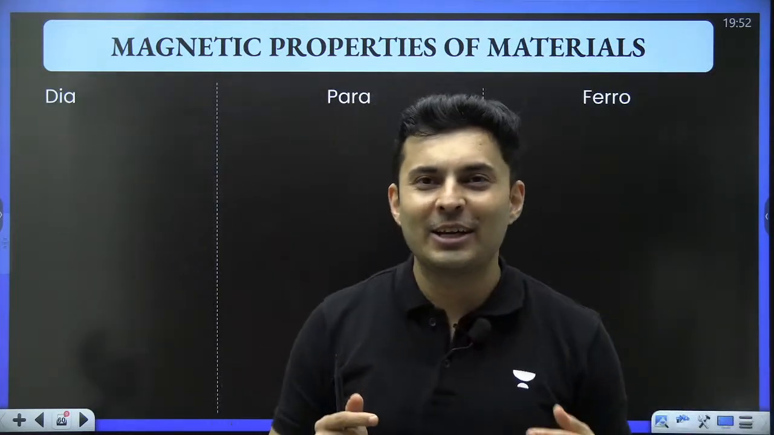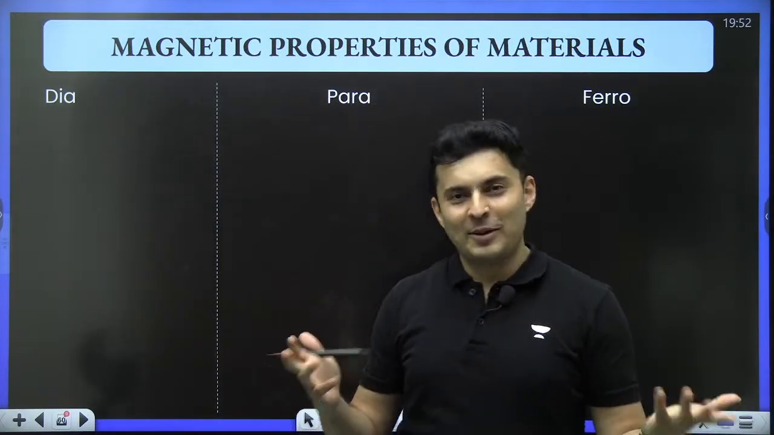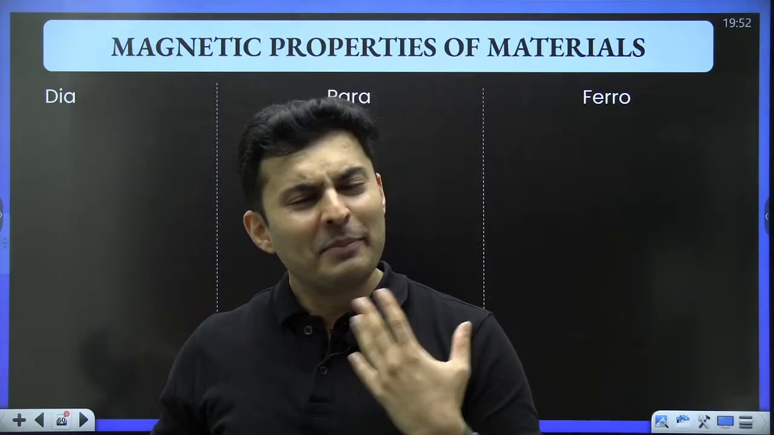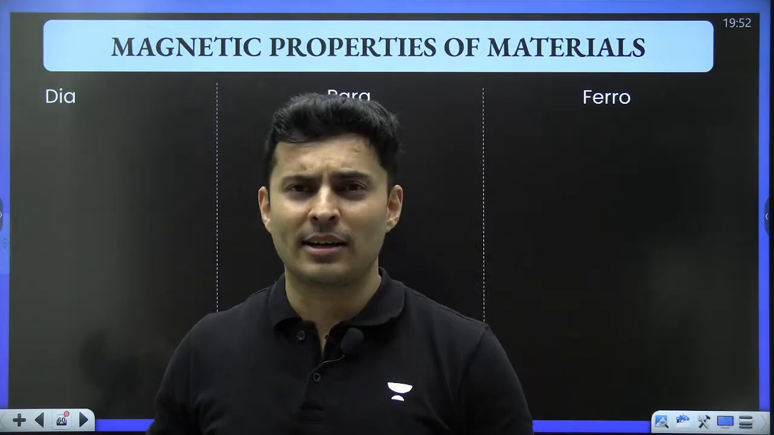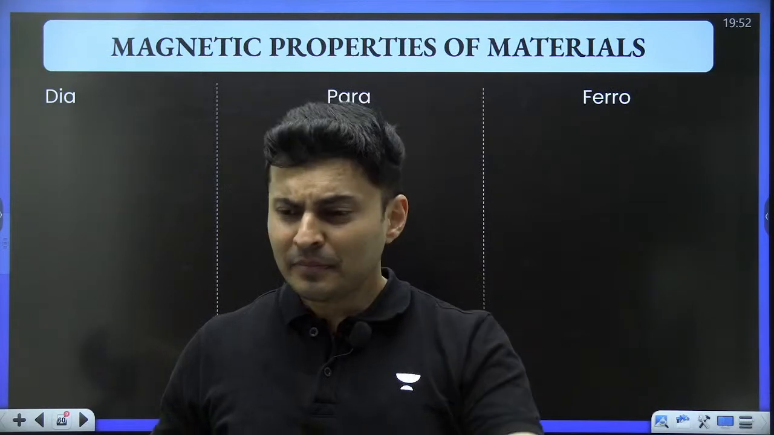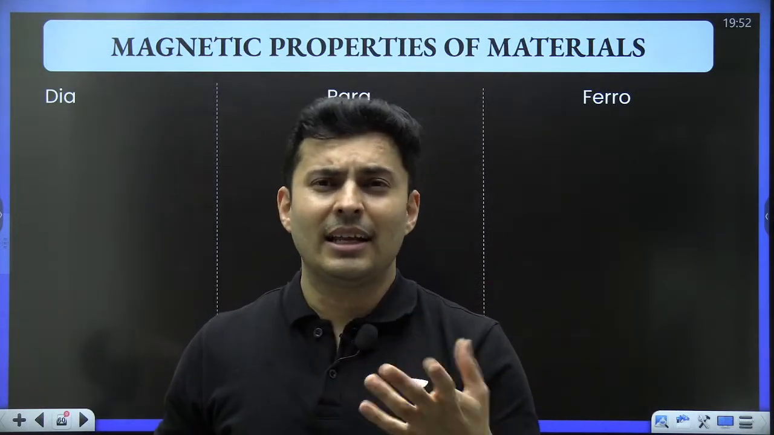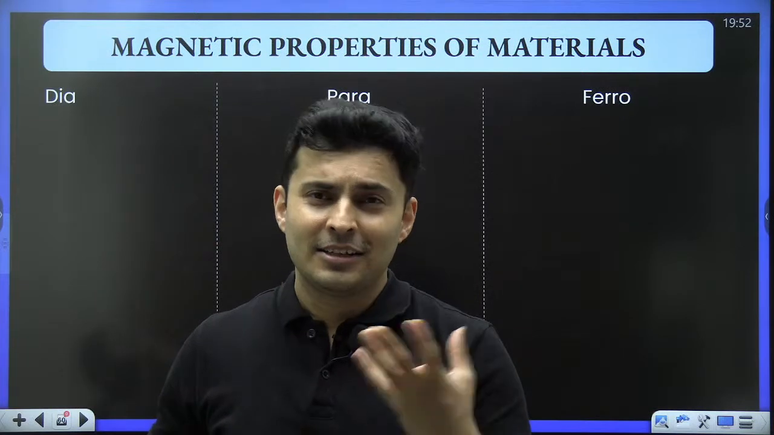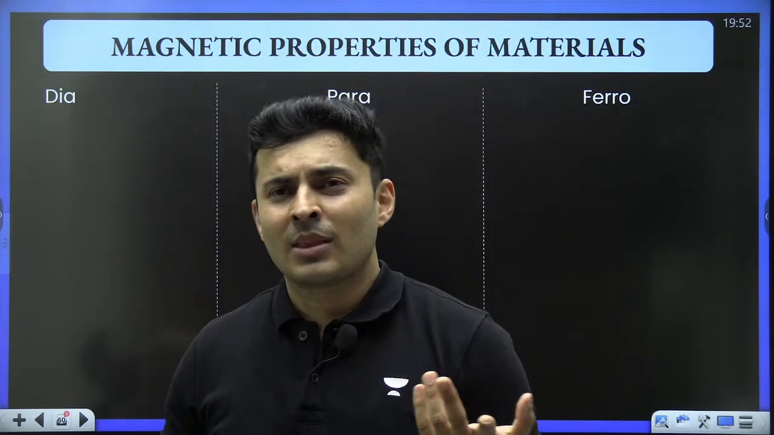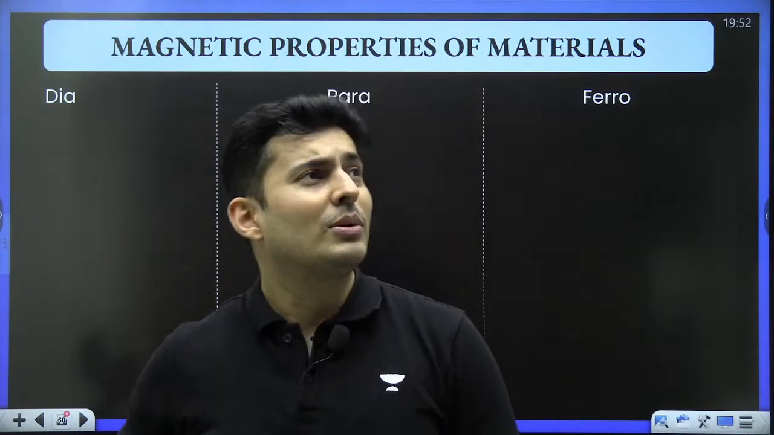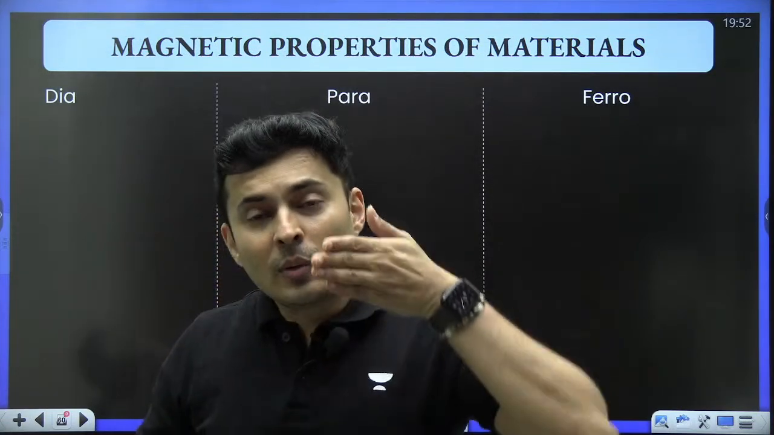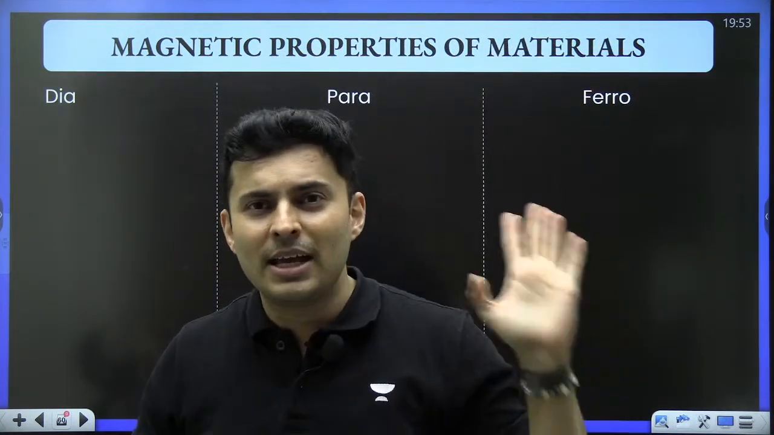One is diamagnetic, one is paramagnetic, one is ferromagnetic. Just to give a simple idea of how these 3 things are, imagine the external field is like the teacher in your class. Students are like those atoms, molecules inside the material. Usually when the teacher is not there, what is everybody doing? One student is looking here, one student is looking there, one student is looking down. So every student is looking randomly anywhere.